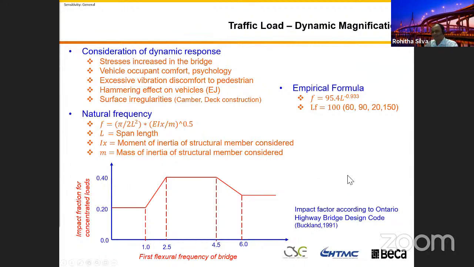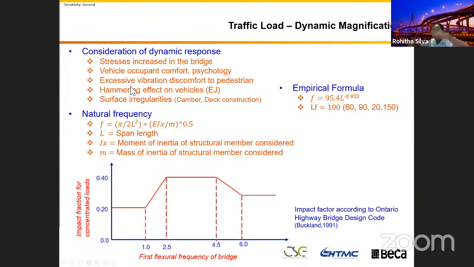This slide explains why we need the dynamic magnification factor, and how we're going to estimate it, for you to get a feel. Because we are engineers, we should know why we are doing it. The consideration of dynamic response in a bridge, especially the stress increase in the bridge, is quite a known fact, because you know that the Tacoma Bridge collapsed because of the stress increase from the dynamic response. A good example.